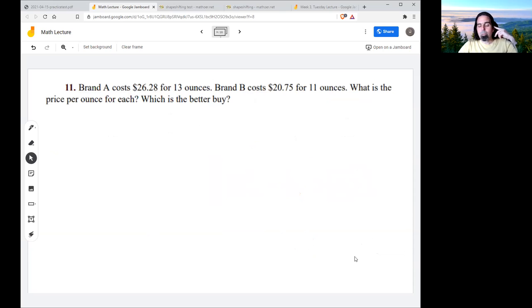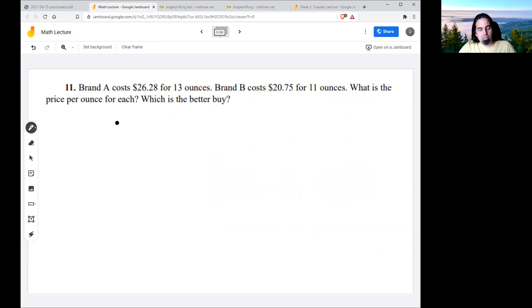For number 11, I'm not going to use our right and left side of the screen for two different versions because it just won't be legible if I shrink this that much. So brand A costs $26.28 for 13 ounces. Brand B costs $20.75 for 11 ounces. What's the price per ounce for each, and what's the better buy?